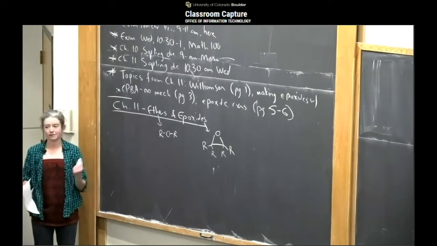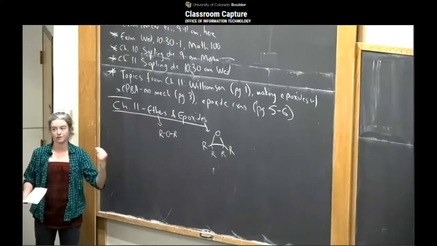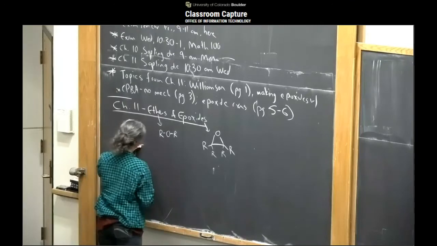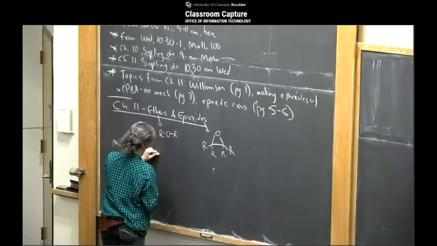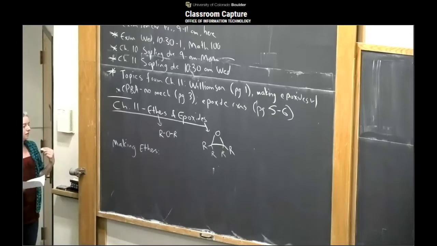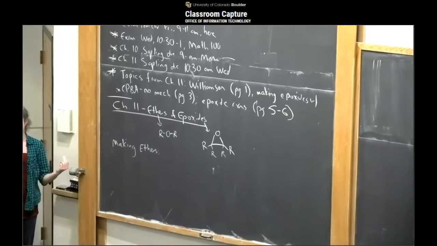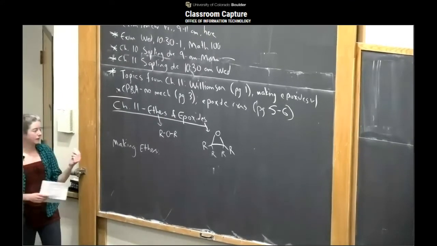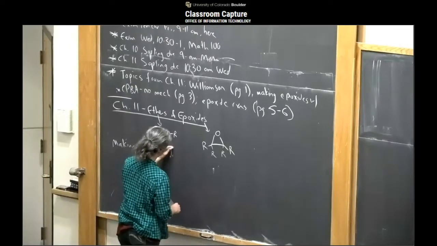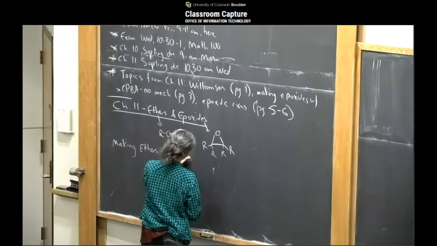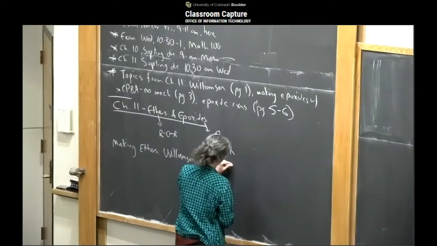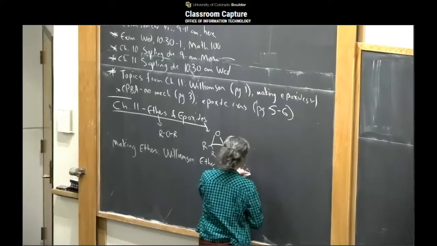Okay, so ethers, we've actually already seen how to make them. We just haven't specifically looked at it in the context of we are doing this because we want an ether. So making ethers, there's a few different ways you can do it that we've actually already seen in other contexts. Like, for example, halo ether formation technically makes an ether. But the most common and generally applicable way of doing it is Williamson ether synthesis.